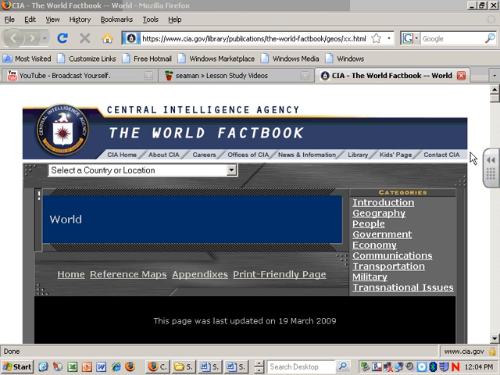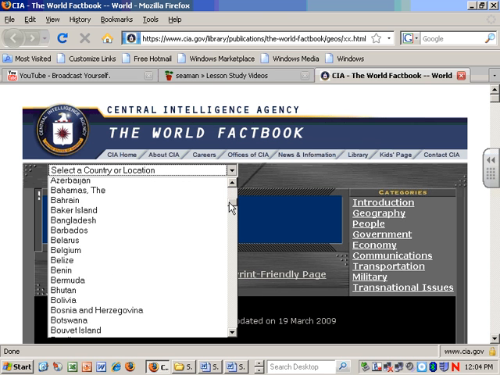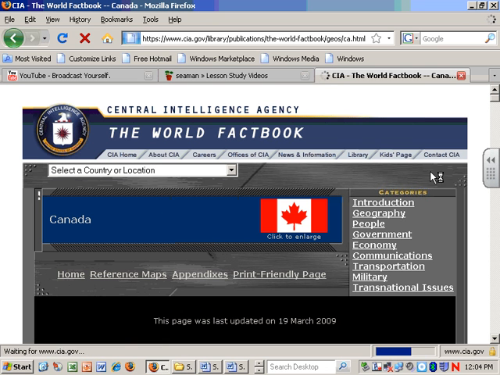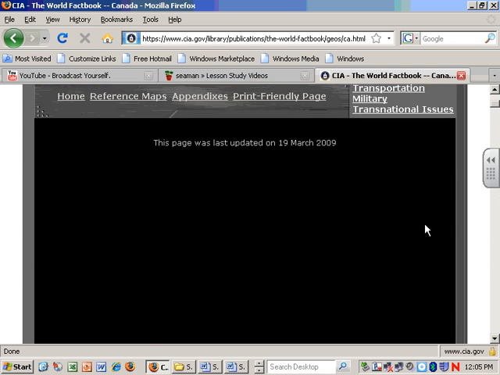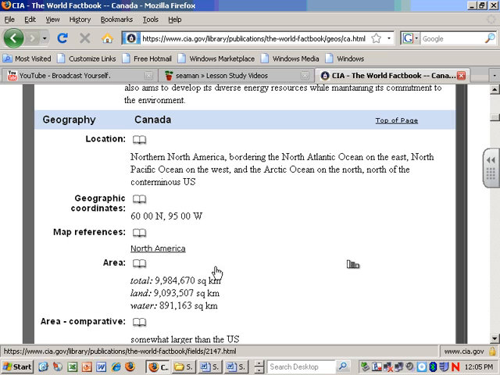Awesome site. It's called the CIA World Fact Book. What you do is you select a country. Our first country that we're going to study is Canada. So I scroll down, find Canada, and now it loads the Canadian page. Hopefully you won't get sick while I scroll. It gives you all the different information here on Canada.